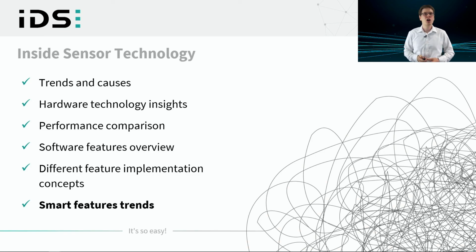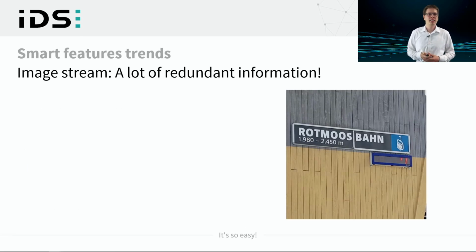Nearly finished. We will now have a look into trends of smart features that are even more to come with the capabilities of the previously mentioned chip stacking technology. Let's take a look at a previously used example with very boring content. We might take an image stream from this scene and we will see the flickering sign with the minus 18 degrees Celsius.